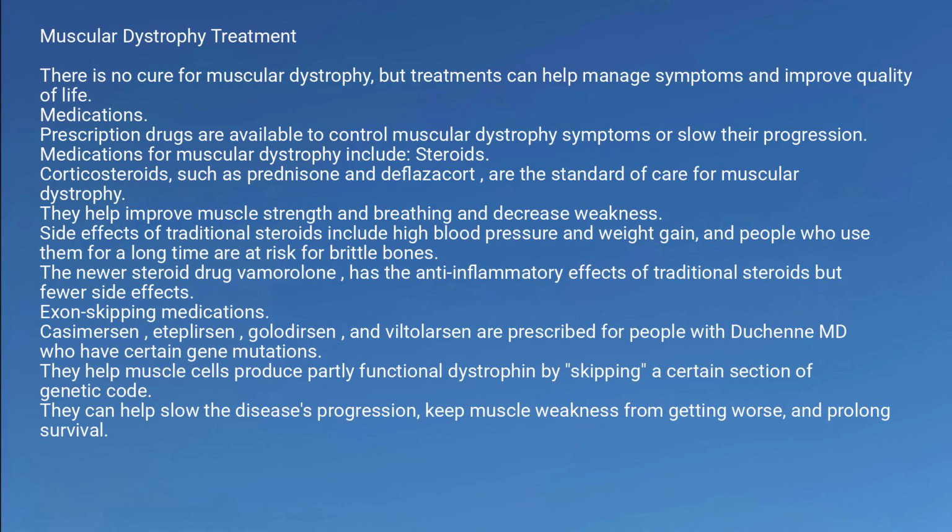Muscular dystrophy treatment. There is no cure for muscular dystrophy, but treatments can help manage symptoms and improve quality of life. Medications. Prescription drugs are available to control muscular dystrophy symptoms or slow their progression. Medications for muscular dystrophy include steroids. Corticosteroids, such as prednisone and deflazacort, are the standard of care for muscular dystrophy. They help improve muscle strength and breathing and decrease weakness.